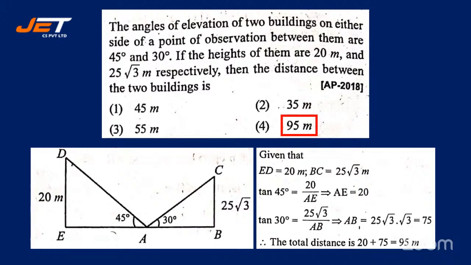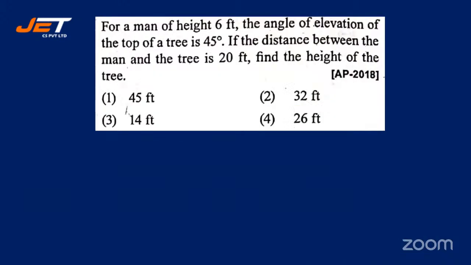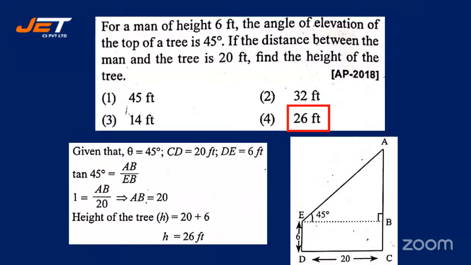All right. So hope you all are getting the same correct answer. Right. So let's move on to the next one. For a man of height 6 feet, the angle of elevation of the top of a tree is 45 degrees. If the distance between the man and the tree is 20 feet, find the height of the tree. So you have 4 options. So let's quickly see the diagram for this. Yes, you can see here. The height is 6 feet. The angle of elevation of the top of the tree is 45 degrees. The distance between the man and the tree is 20 feet. Find the height of the tree.